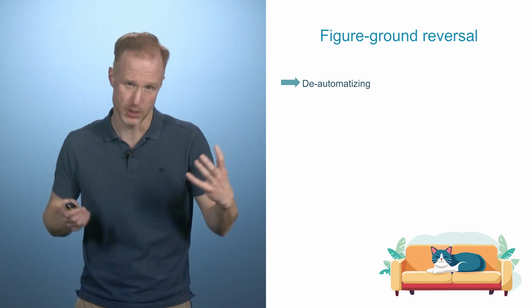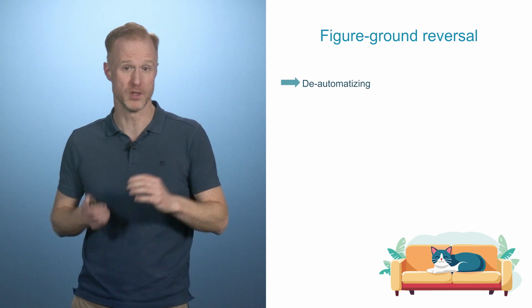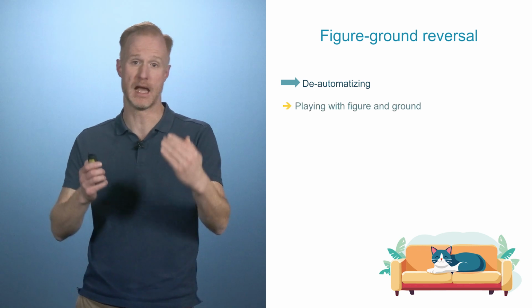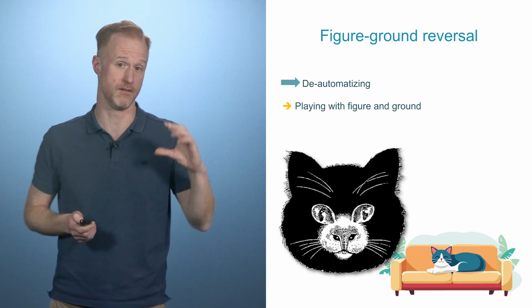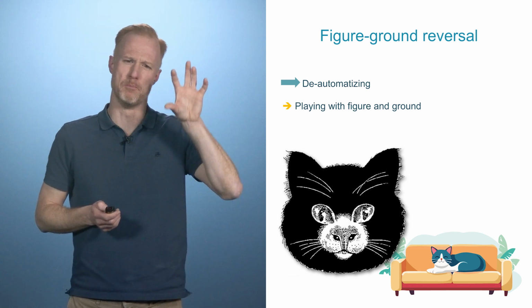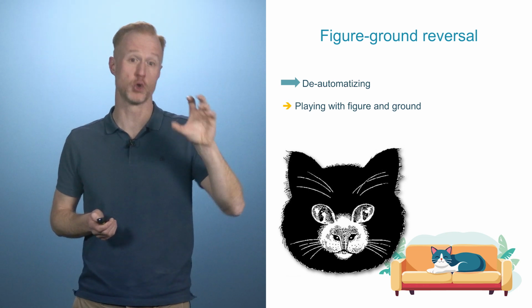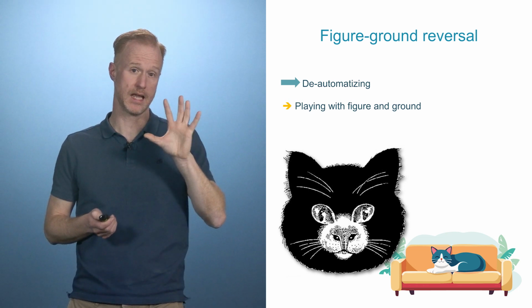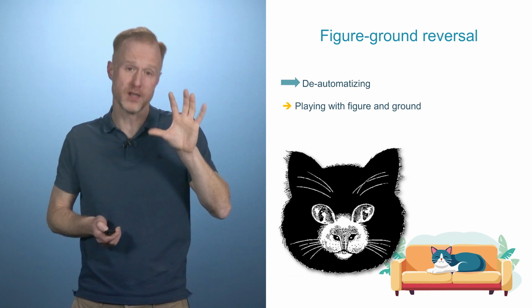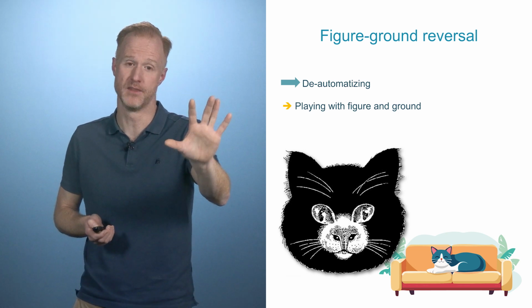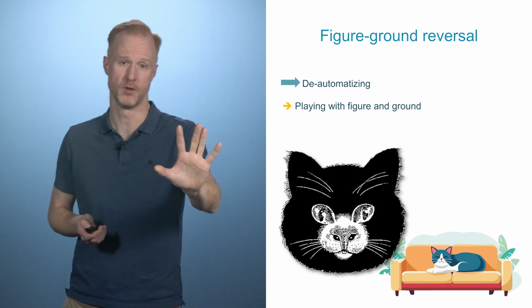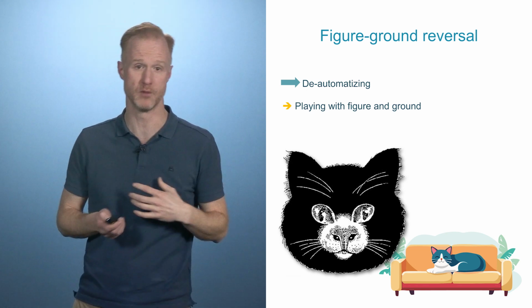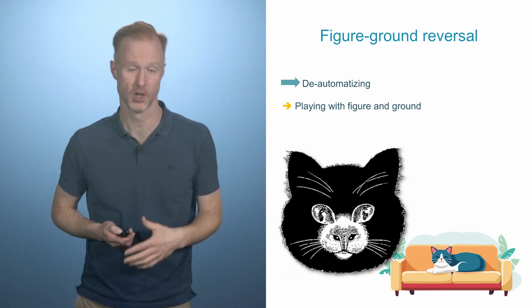And it's a way of being creative and being humorous by playing with what is the figure and what is the ground. This is also a famous example in art where the black part of what you see here could either be the figure and then you see a cat, or it could be the background and then you see a mouse, a white mouse against a black backdrop. Okay, so you can play around with figure and ground to be creative.